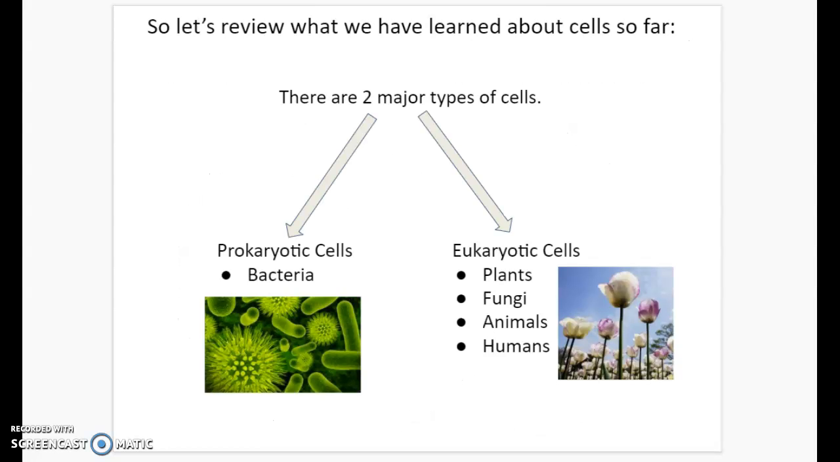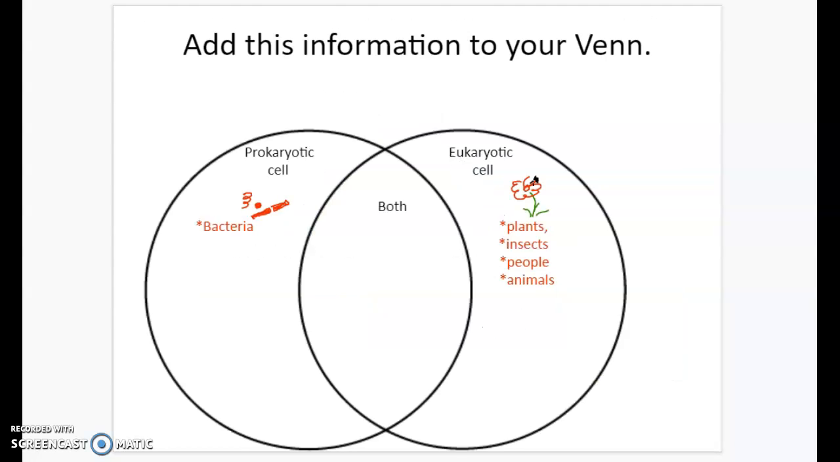So let's review what we've learned so far about cells. There are two major types of cells. There's prokaryotic cells, which is mostly bacteria, and eukaryotic cells: plants, fungi, animals, and humans. So we're going to add this information to our Venn diagram.